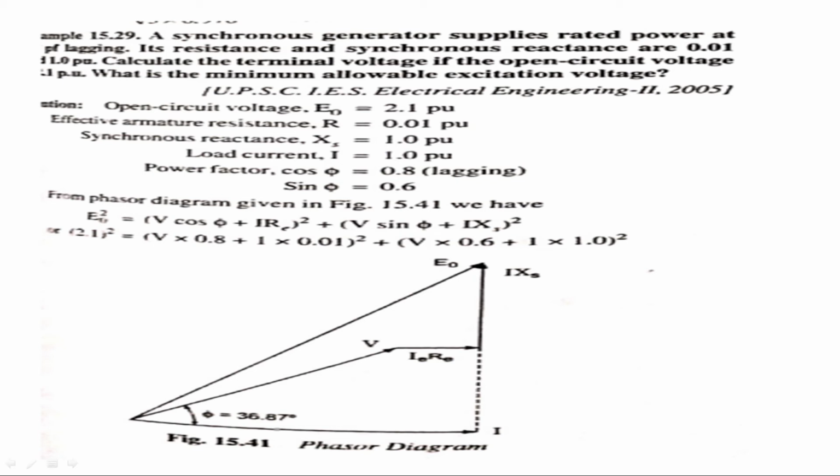Okay, write the given values: E0, R, Xs, I, cos phi, sin phi. Substitute the values in E0 and we are going to get the value of E0. This is a phasor diagram showing current as reference. Current is leading V. Then IR is parallel with I. This is IXs. E0 is equal to this plus this.